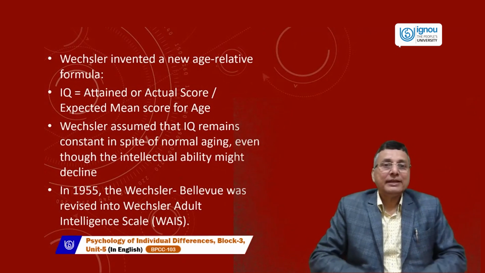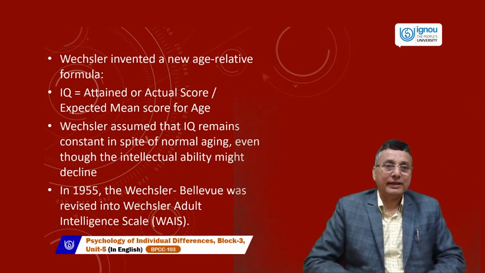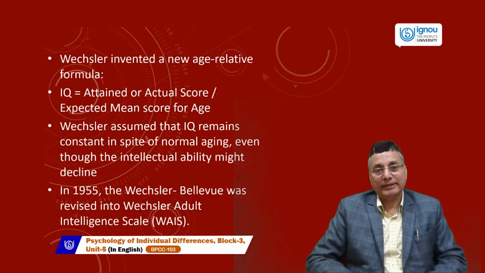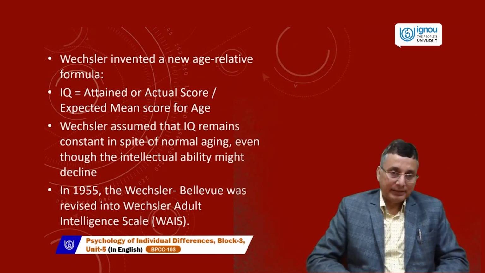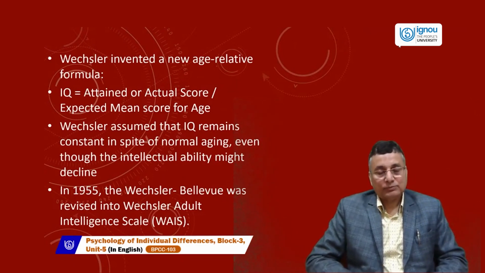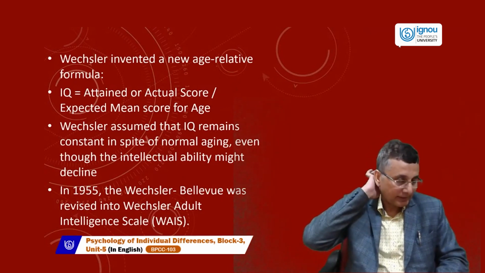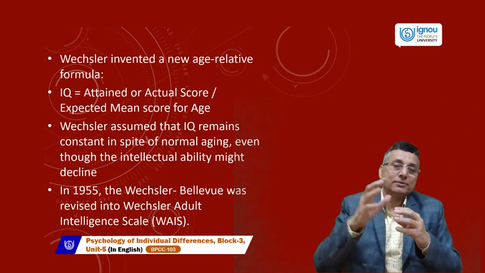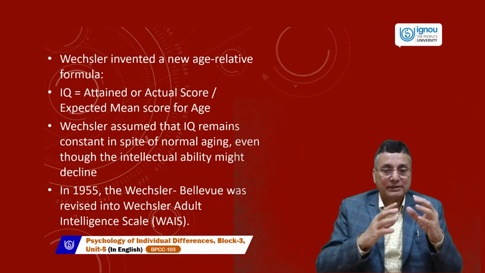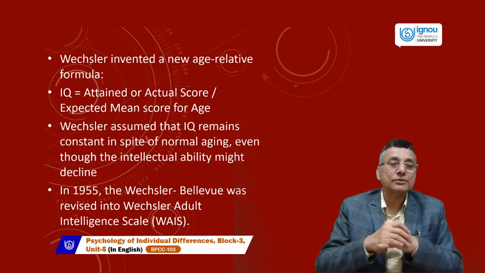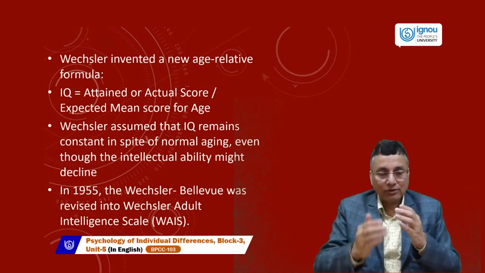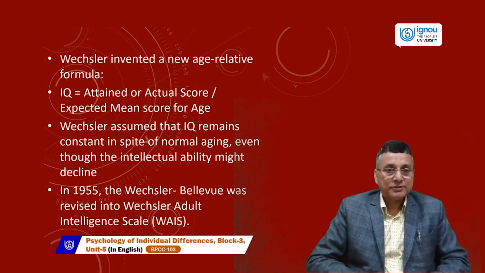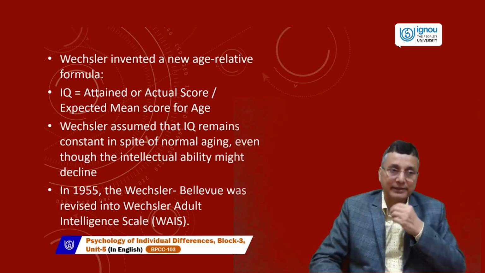So Wechsler invented a new age-relative formula for IQ: actual score over expected mean score for age, times 100. Earlier tests before Wechsler were based on mental age, whereas Wechsler gave a deviation score. So it is basically how much the performance of a particular person deviates from the population, and whether the deviation is on the lower side or the upper side. So Wechsler prepared the norms and then compared the raw score with those norms. Wechsler assumed that IQ remains constant in spite of normal aging, even though the intellectual abilities might decline.